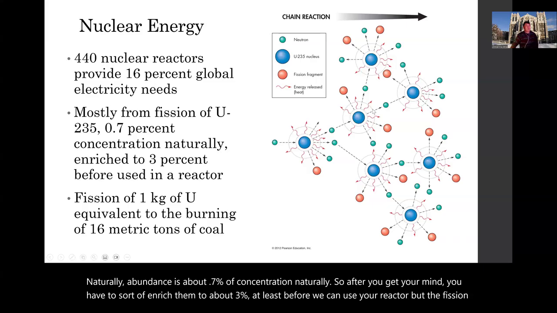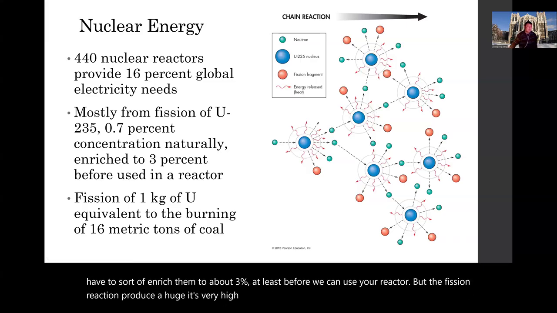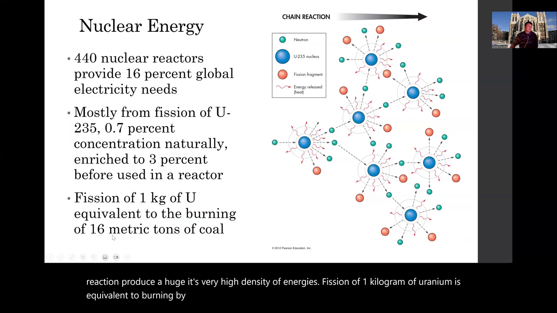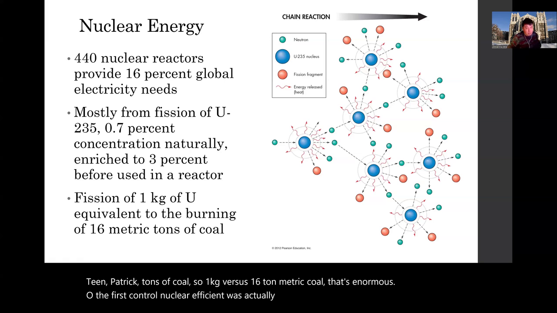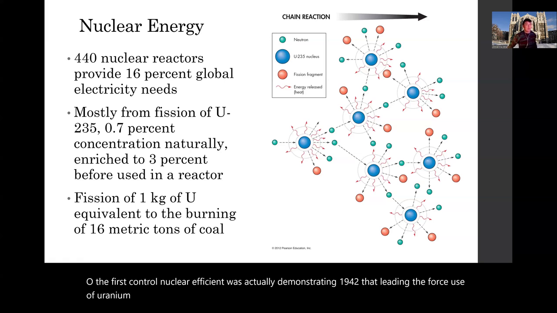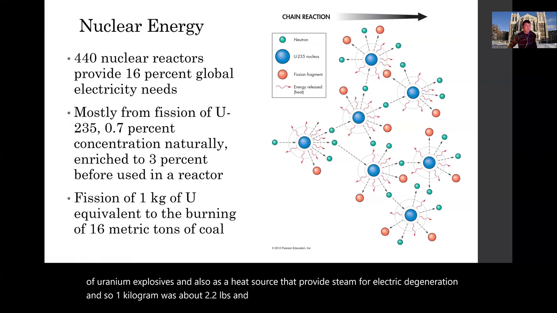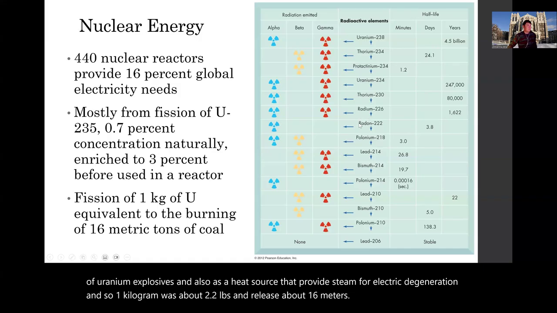But the fission reaction produces very high density of energy. Fission of 1 kilogram of uranium is equivalent to burning about 16 metric tons of coal. So 1 kilogram versus 16 metric tons of coal, that's enormous. The first controlled nuclear fission was demonstrated in 1942, leading to the first use of uranium in explosives and also as a heat source that provided steam for electric generation. So 1 kilogram, about 2.2 pounds, releases the energy of about 16 metric tons of coal.